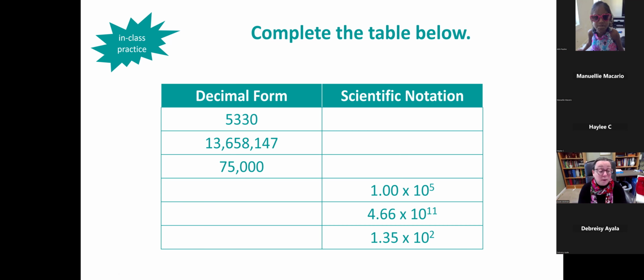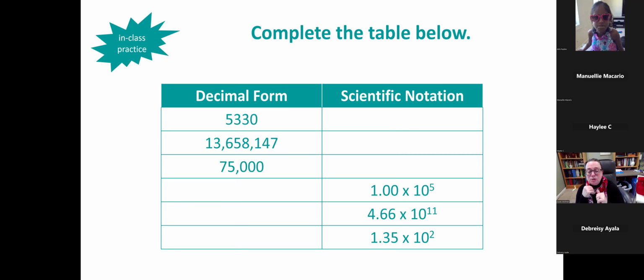Because this is clearly a big number, right? We didn't have to memorize, oh, I moved it to the left and that means positive. No, right? Let's just think about it. If this is a big number, bigger than 1, 5,330, then we're going to have a positive power of 10, right? So if I move it 3 places, that means 10 to the positive 3 in this case.